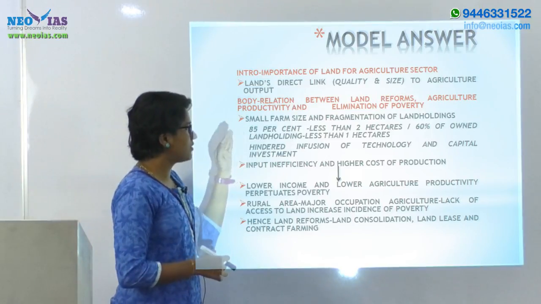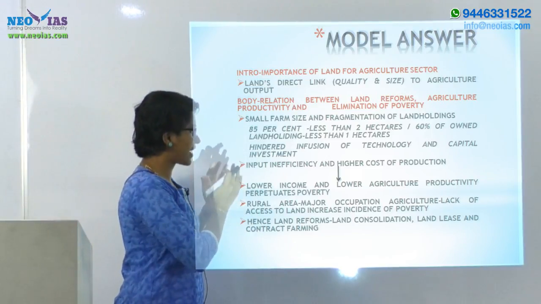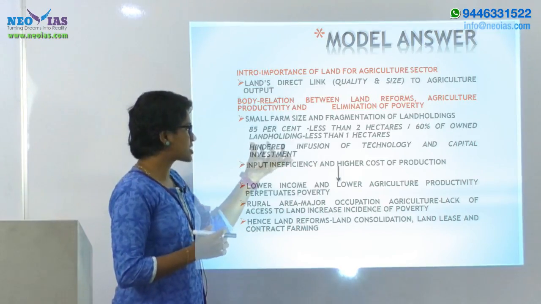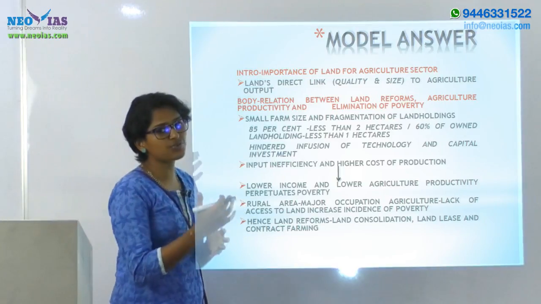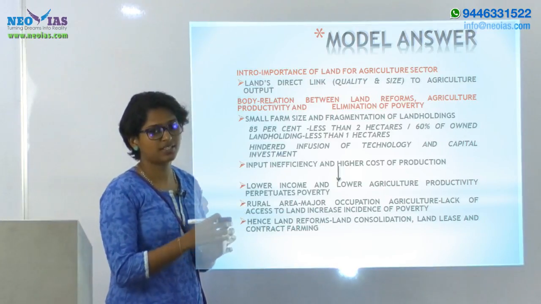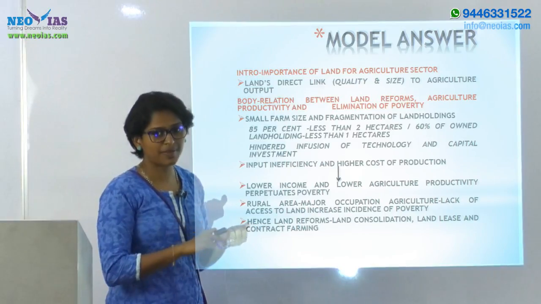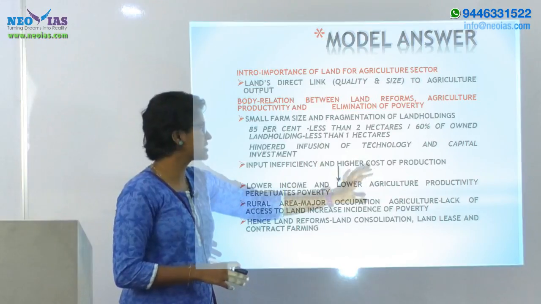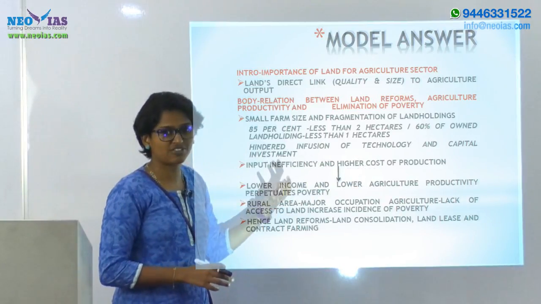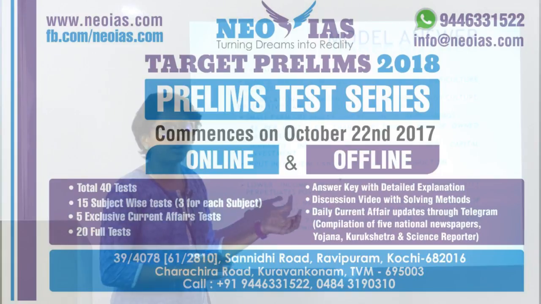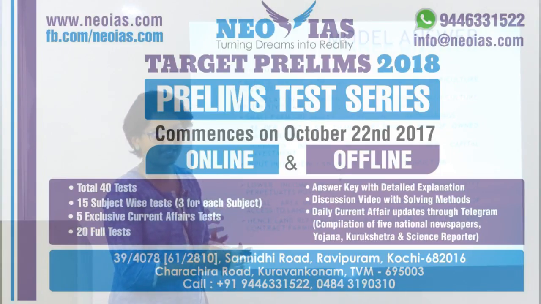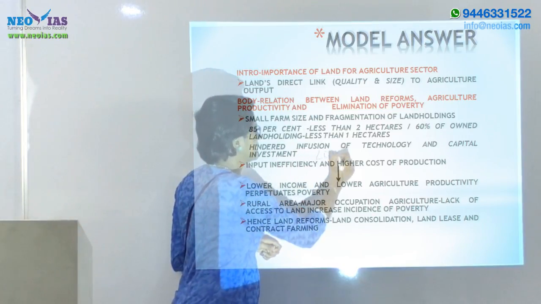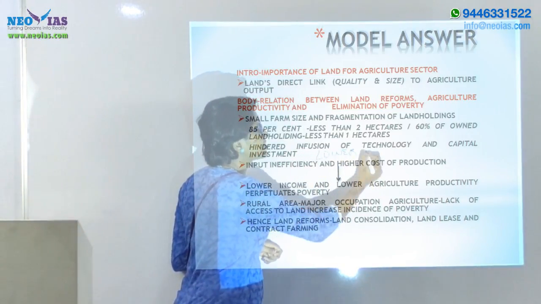This small and fragmented land holding creates problems: it hinders infusion of technology into the agriculture sector, that means use of hybrid varieties of seeds or other farming techniques, and also hinders capital investment like more irrigation or mechanization of farmlands. Thus it leads to lower yield or lower agricultural productivity.